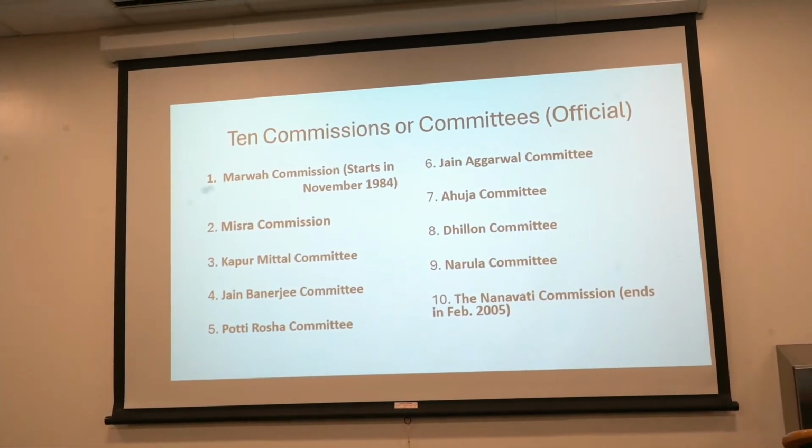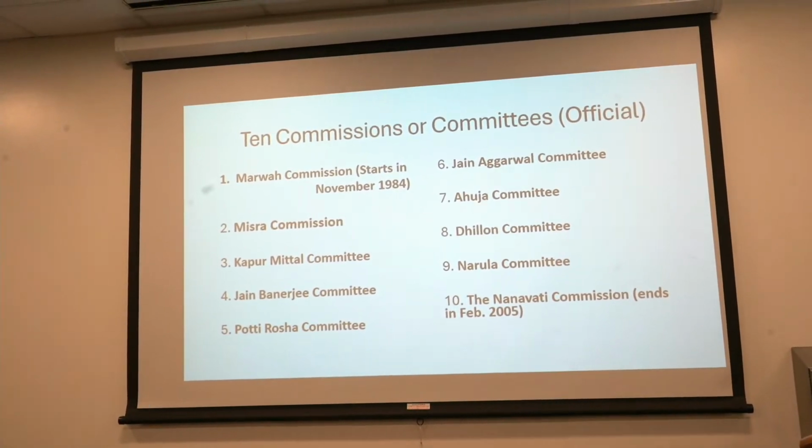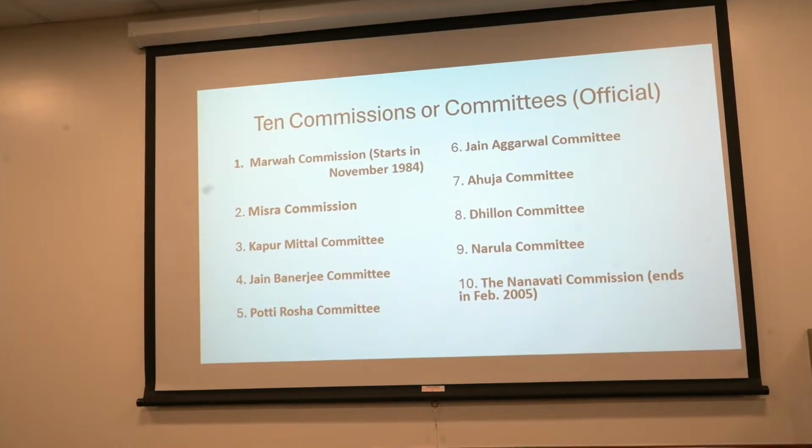Now, the Indian government established, one after the other, 10 commissions or committees officially to investigate these crimes. You realize these crimes happened; there was no doubt about it. So I'm going to go through with you what these commissions are and what they actually did. For example, number one is the Marwa Commission. It starts in November 1984. Remember, the New Delhi murders and others were done in the first week of November 1984, right after Mrs. Indira Gandhi was assassinated.